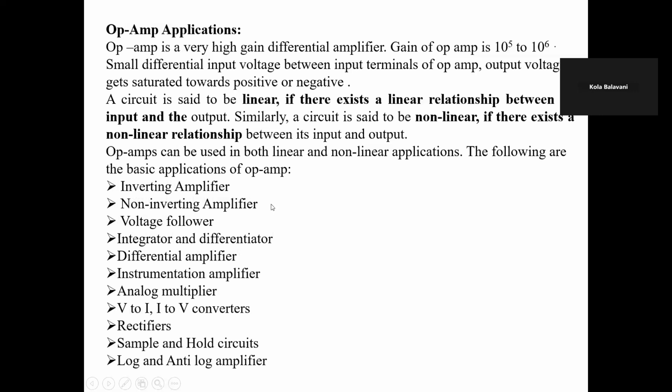The different applications of the operational amplifier are linear applications, non-linear applications, and mathematical operations. A circuit is said to be linear if there exists a linear relationship between the input and output terminals. Similarly, a circuit is said to be non-linear if there exists a non-linear relationship between the input and output terminals. So the operational amplifier can be used in both linear and non-linear applications.